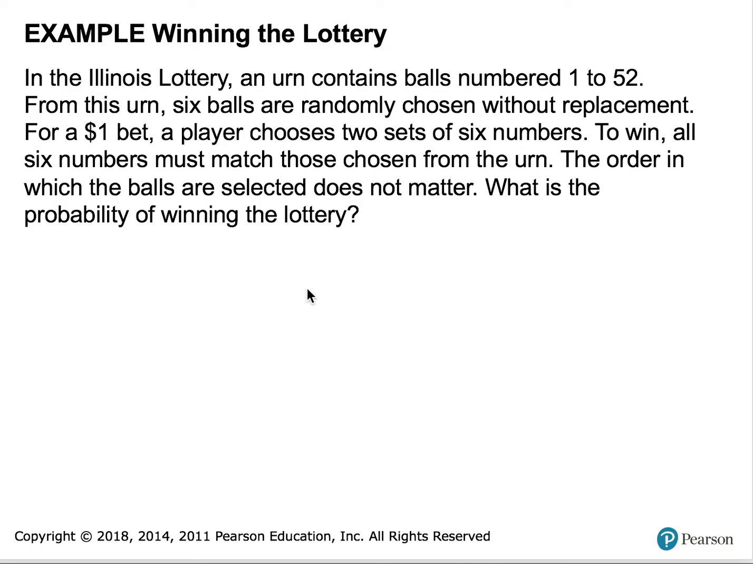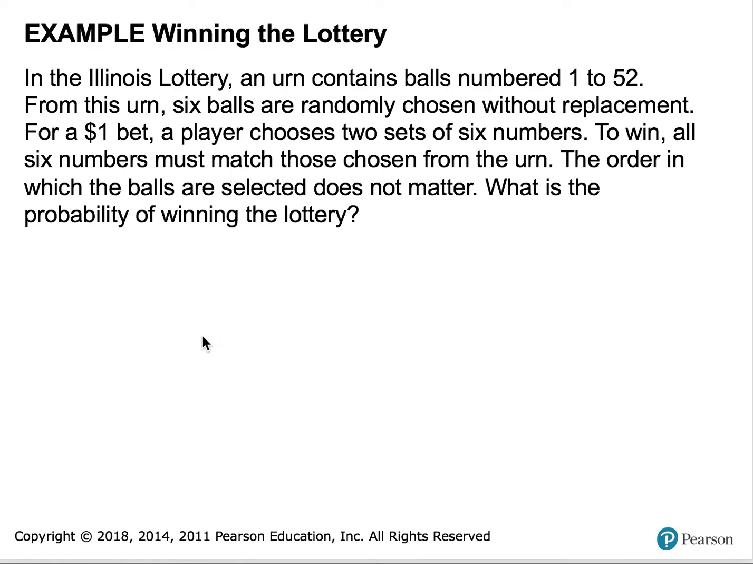Okay, in the Illinois lottery, an urn contains balls numbered 1 to 52. From this urn, 6 balls are randomly chosen without replacement for a $1 bet. A player chooses 2 sets of 6 numbers. To win, all 6 numbers must match those chosen from the urn. The order in which the balls are selected does not matter. What's the probability of winning the lottery?